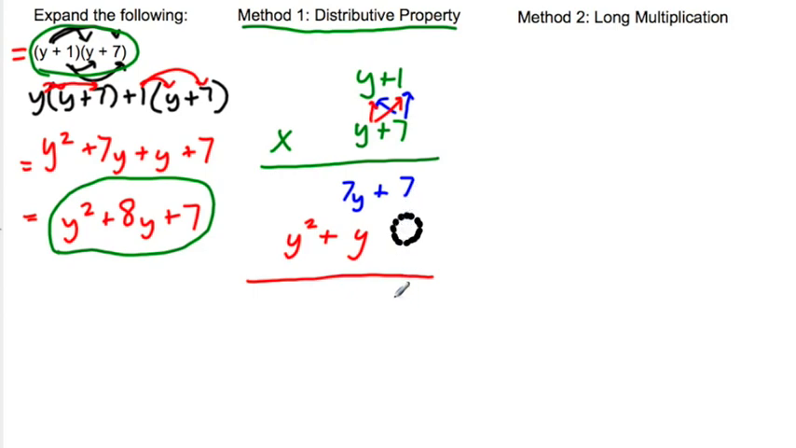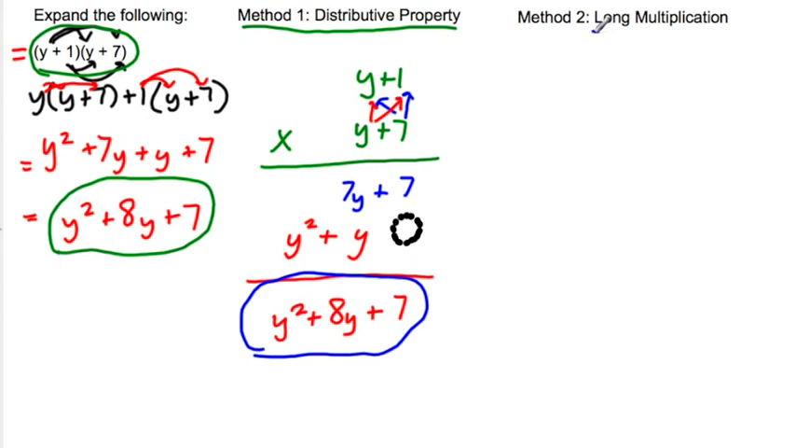So just like with long multiplication, now I bring everything down. I see 7 plus 0, that was my placeholder, is 7. It's a positive 7. 7y plus y is 8y. And then I bring down the y squared. So you see that whichever method I use, whether it's the distributive property or long multiplication, I end up with the same answer. You can use either to find your solutions.